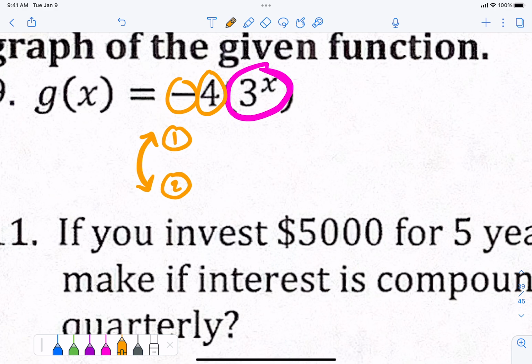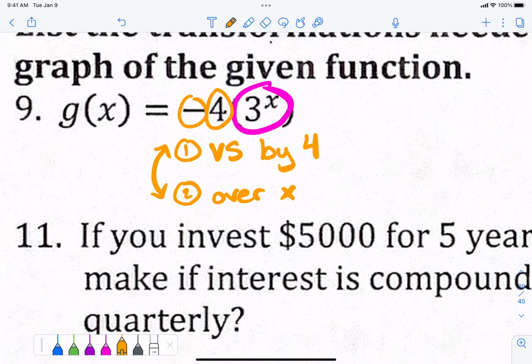Which one would you like to do first? The 4. What's the 4 doing? Vertical stretch by 4. What's the negative do out in front? Reflects over the x-axis. Okay. That is the negative and the 4. If you switch those two around, I won't count off for it. Otherwise, I might.